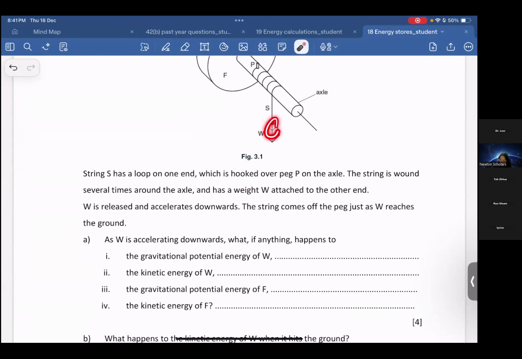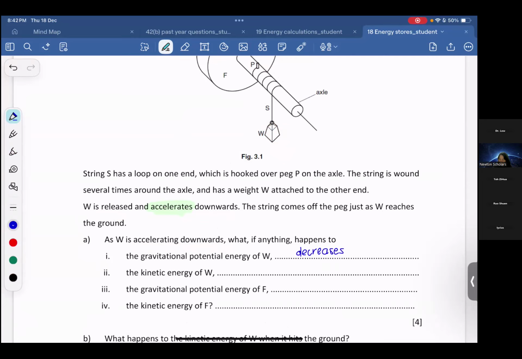The weight. When the weight goes down, it accelerates because we release it, so it accelerates downward. When it goes downward, the GPE of W will decrease. Yes, so this one is decrease. This one, everybody answered correctly.